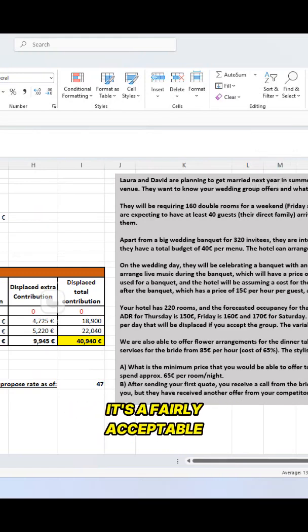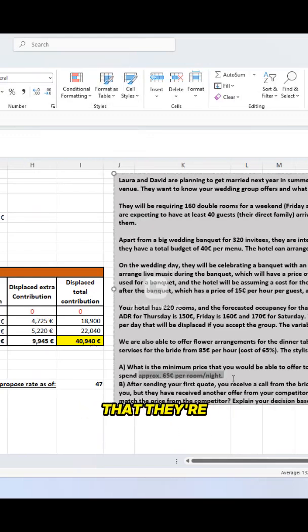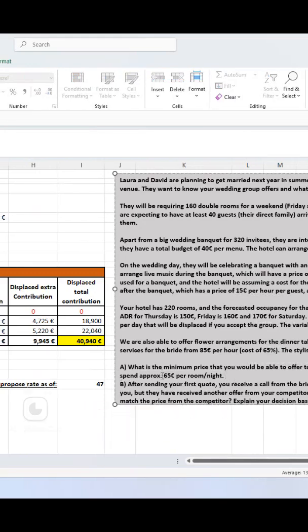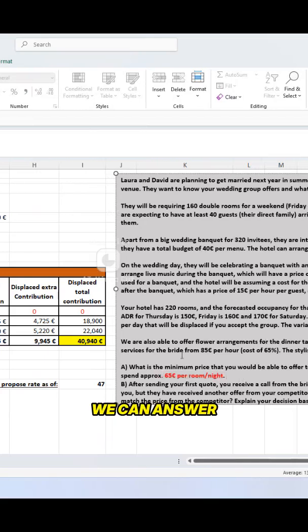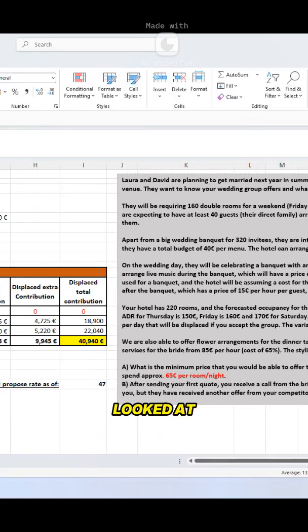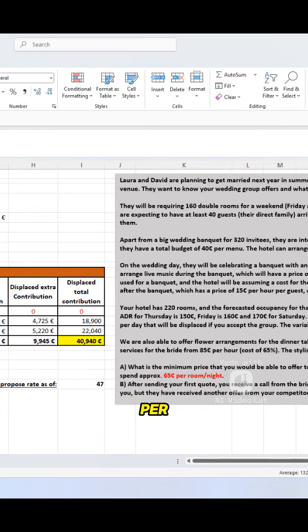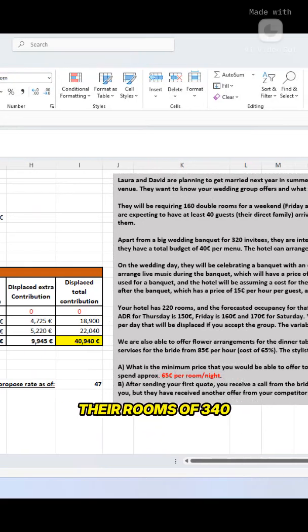Now it's a fairly acceptable rate. It's not too high, so that's something that probably should work here. And obviously good news is that they're thinking of spending 65 per room per night, because obviously they have their own math in their head with their total budget of 80,000. So in this case, no problem. We will accept their minimum requests of 65 euros. We can answer them back now that all these arrangements are possible at the prices that they had looked at or thought about, and we can accept this 65 euros per room per night for all their rooms of 340 in total.